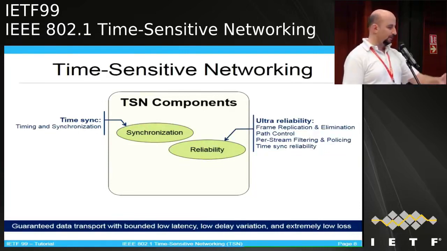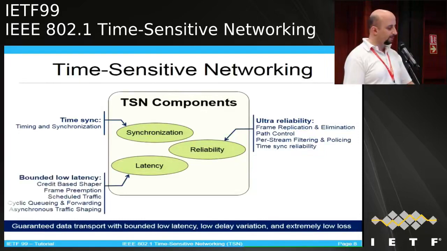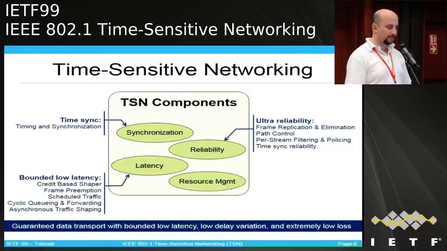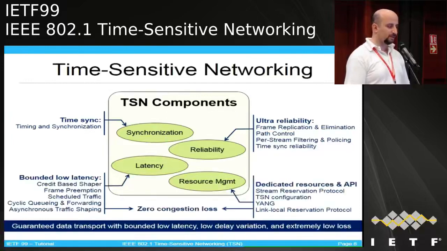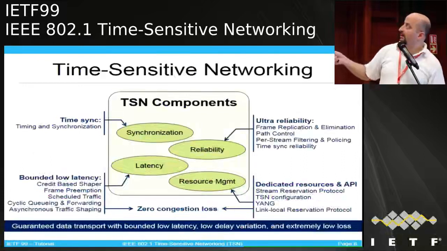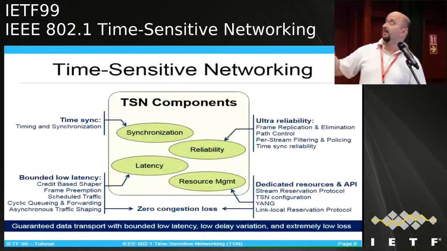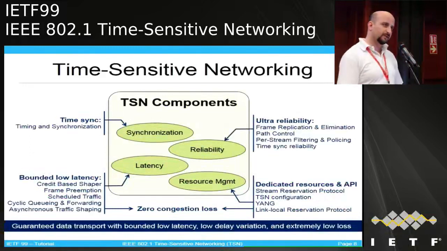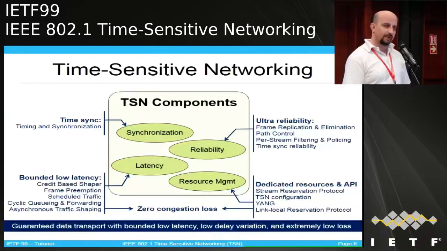And well, we will see details on this shortly. This is the high-level overview. And as even the name of the group suggests, we are after low latency, for which multiple shapers and queuing mechanisms have been already developed, and the work is still ongoing. And together with the resource management, which is essential in order to provide zero congestion loss, that's what we are after. So these two are to provide the zero congestion loss, and the reliability is against the loss due to device failure.